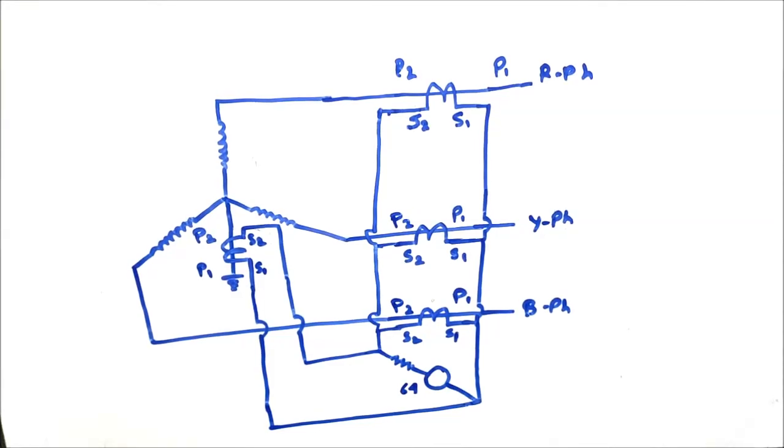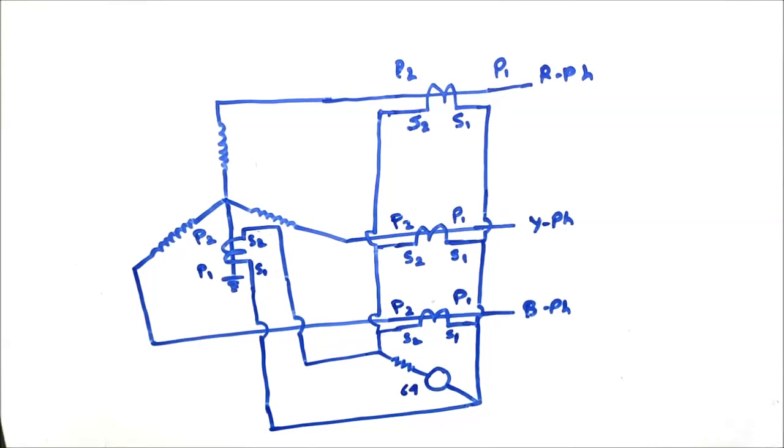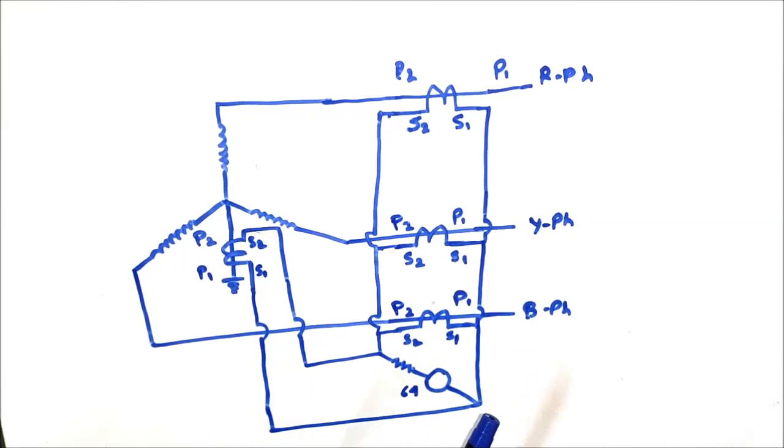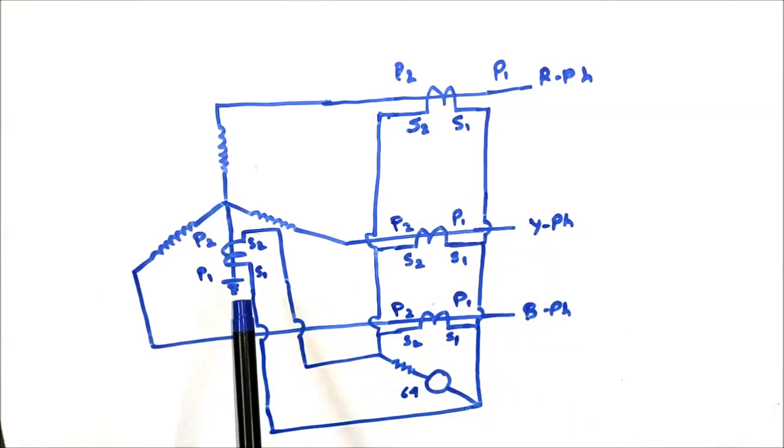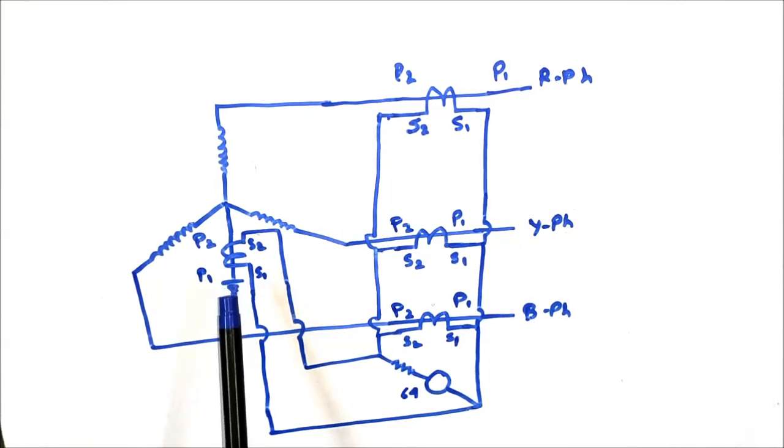Hello friends, today I will discuss the restricted earth fault relay in case of the star winding of a transformer. The diagram shows how the REF relay is connected for the star side of a transformer. Here there are four CTs: three CTs taken from the three phases of the transformer, that is red phase, yellow phase and blue phase. Another CT is included, that is called the neutral CT or NCT.